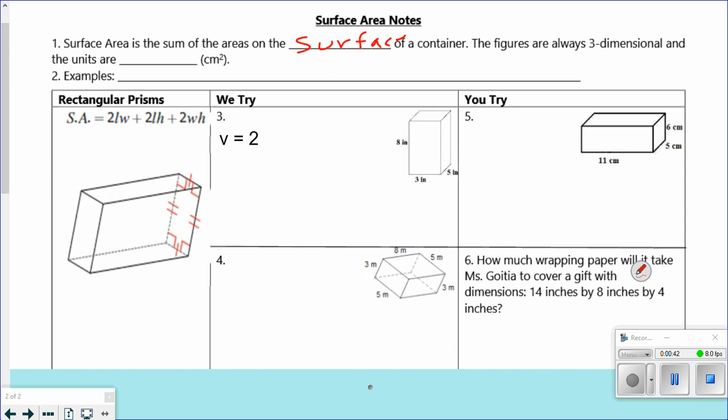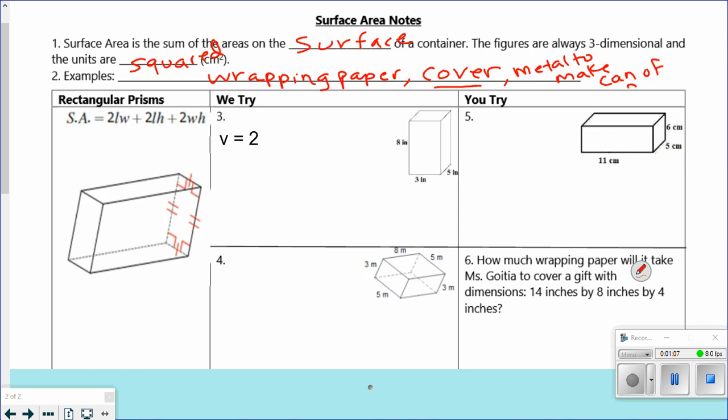The figures are always 3D and the units are squared. So some examples of that would be wrapping paper. If you see the word cover, that would be a really good one. Or like the amount of metal to make a can of soup or something like that.